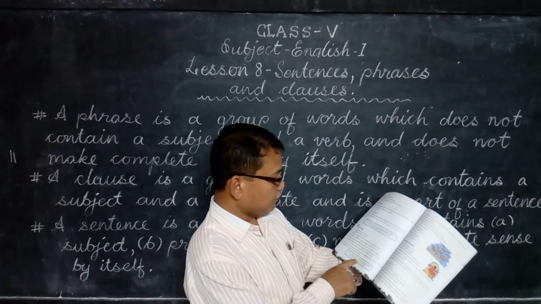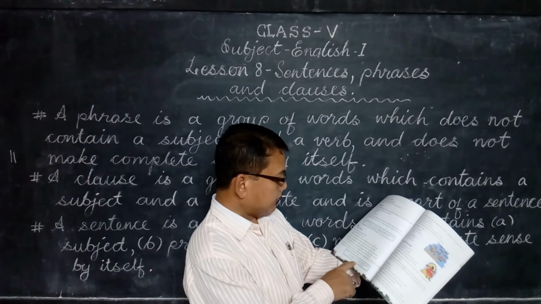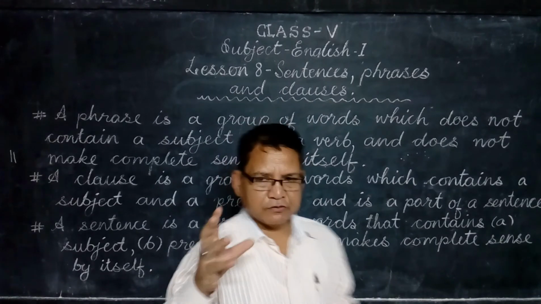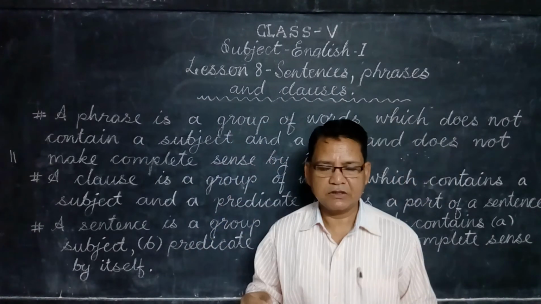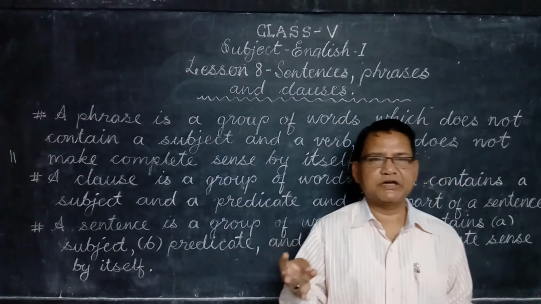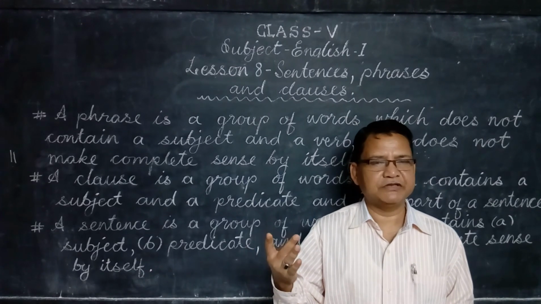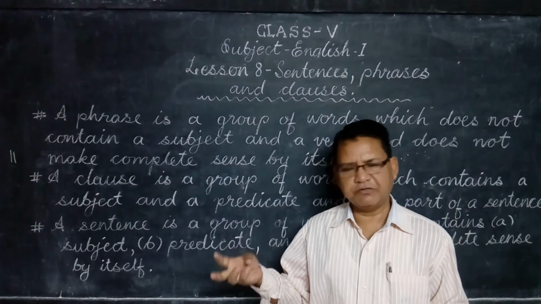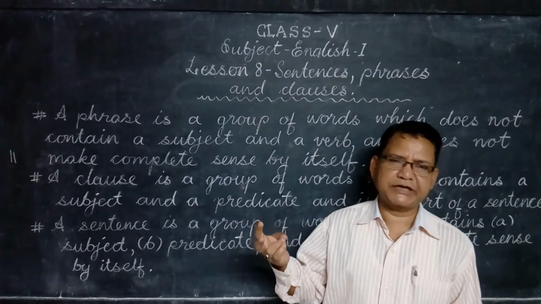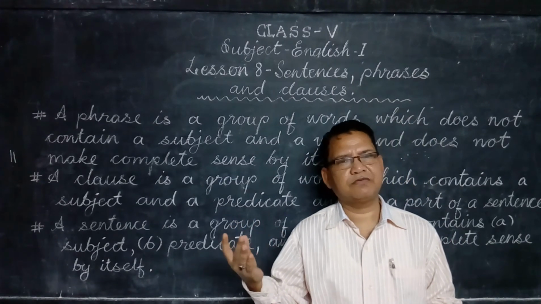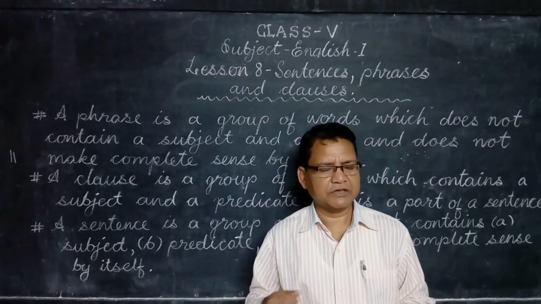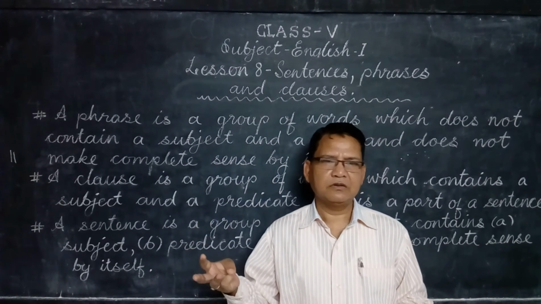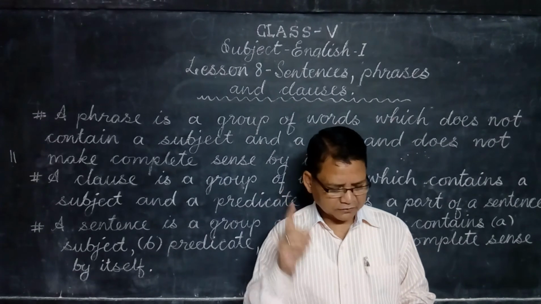A clause is a group of words which contains a subject and a predicate and is a part of a sentence. Let me tell you in short, a phrase has no subject, no predicate, and does not make any complete sense. A clause has a subject, has a predicate, and is a part of a sentence. Now what is a sentence? A sentence is a group of words which has a subject, a predicate and makes complete sense.